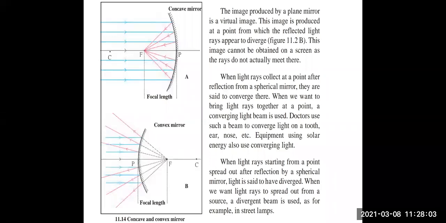Equipment of solar energy also uses such phenomena. When light rays starting from a point spread out after reflection by a spherical mirror, light is said to have diverged. When we want light rays to spread out from the source, a divergent beam is used, for example, in street lamps. A street lamp glows and the light is spread in the atmosphere.